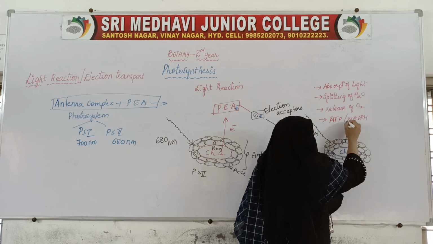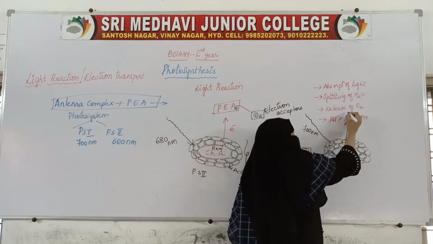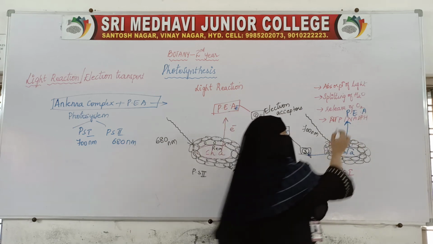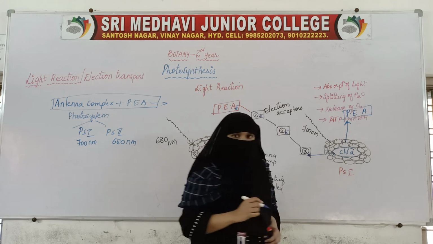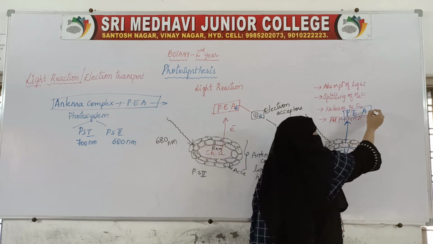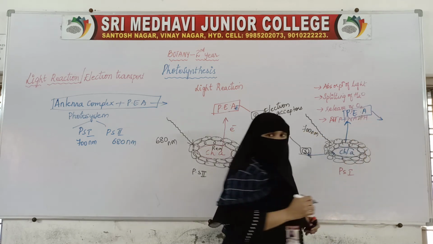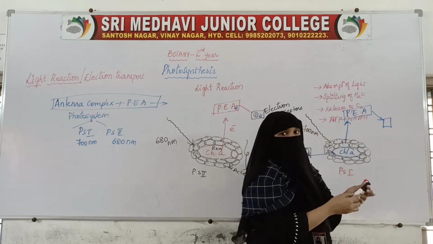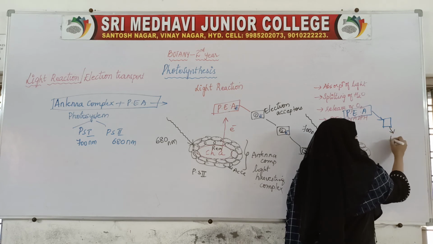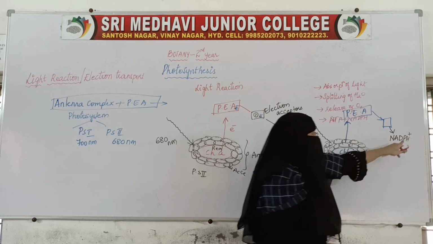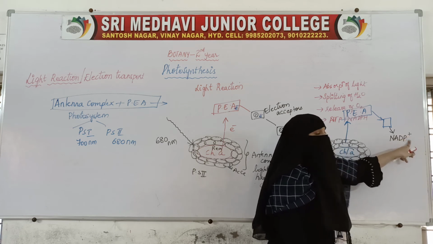So when it absorbs the sunlight of 700 nanometers, what happens? It will eject one electron which will be accepted by the primary electron acceptor. From this primary electron acceptor, it moves on to another electron acceptor, and finally it will be taken up by another electron acceptor, that is NADP+. It will be accepted by this electron acceptor NADP+.